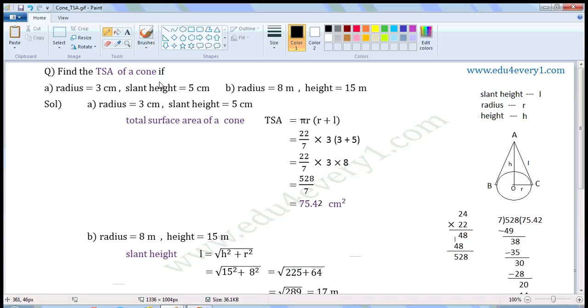Find the TSA of a cone if, first one, radius is equal to 3 centimeters, slant height is equal to 5 centimeters. Second one, radius is equal to 8 meters, height is equal to 15 meters.